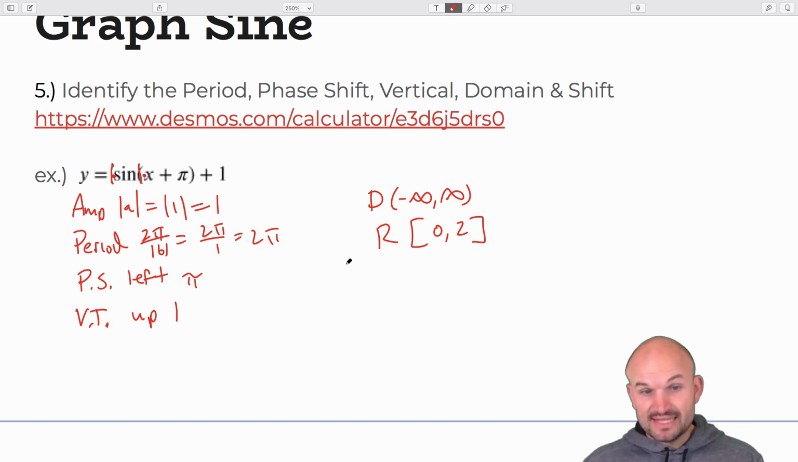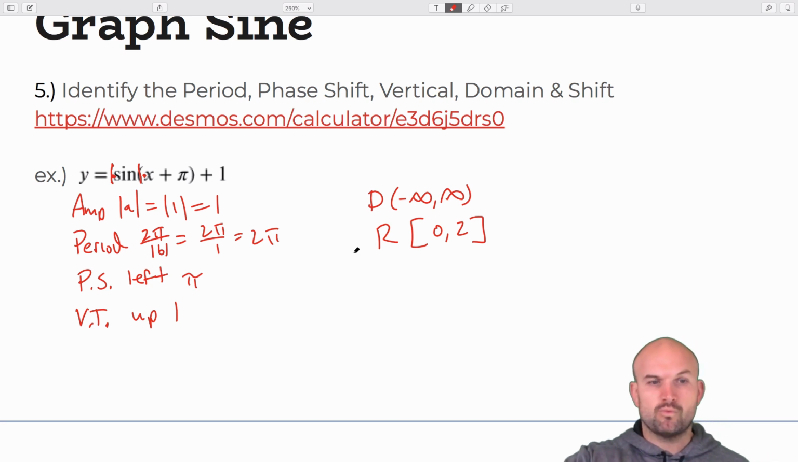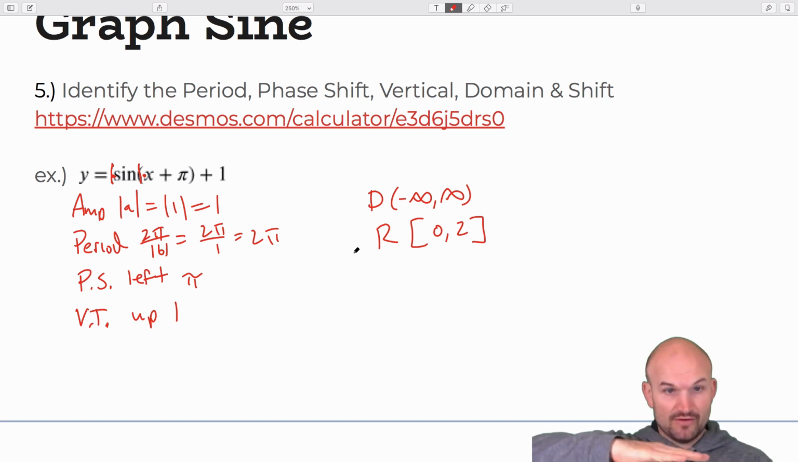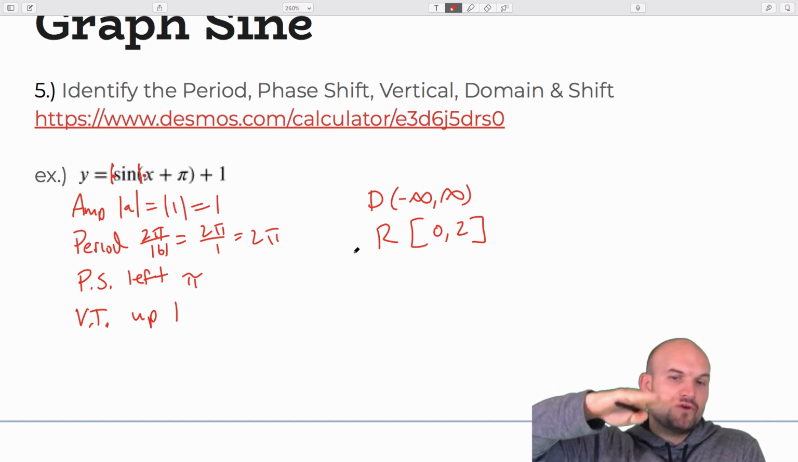So using that information, we can identify there's no change in the domain, right? It doesn't matter. The domain's always real numbers. So it doesn't matter what transformations happen, the domain's always going to be all real numbers. Yet the range is going to be from 0 to 2. And the reason why is kind of what I explained. If the amplitude is 1, that means the graph goes from -1 to +1. And if the graph is being shifted up 1, now the graph is going to be from 0 to 2.